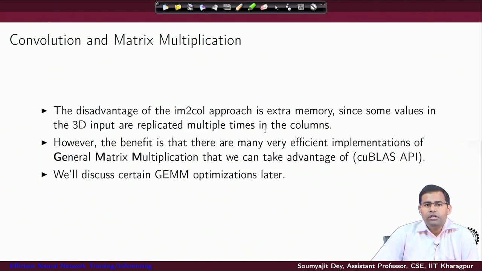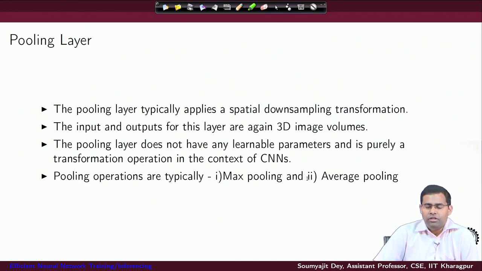But the good thing, as we have discussed, is that there are many efficient implementations of matrix multiplication, or the way people popularly call it, general matrix multiplication or GEMM, and people can take advantage of the GEMM operations once this image to column transformation is done. For example, there is the very popular cuBLAS library which contains efficient implementations of GEMM. Some of those GEMM optimizations are also things that we will be discussing later on. Well, that would be all about our convolution layer.